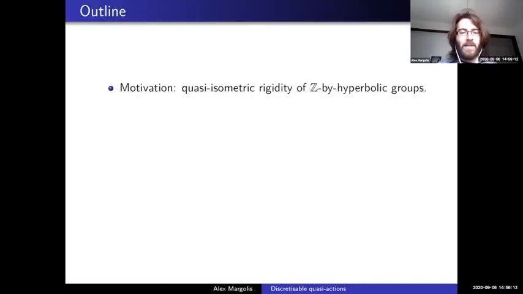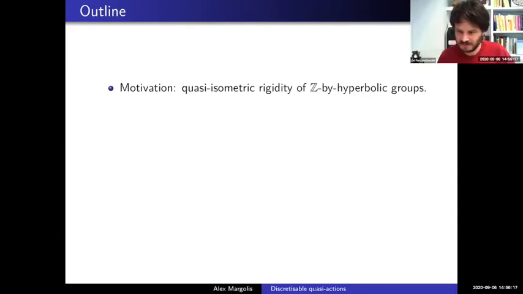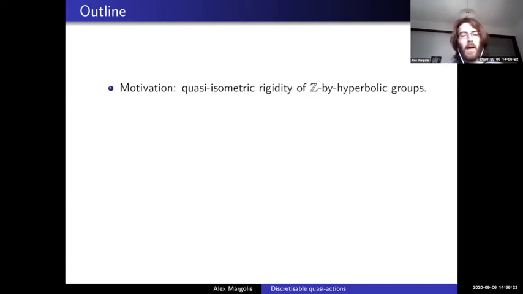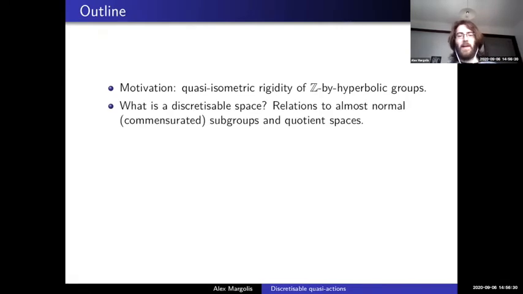So, a brief outline of what I'm going to say. A sample application and motivation for investigating what I call discretizable quasi actions: quasi-isometric rigidity for the class of Z biohyperbolic groups. This is really not the main topic of the talk. It's a sample application of discretizable spaces and discretizable quasi-actions. So I'll talk about what they are and give lots of examples and say how they're related to normal and almost normal subgroups and quotient spaces.